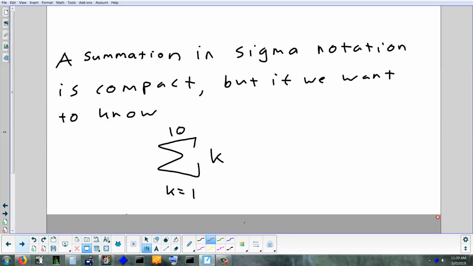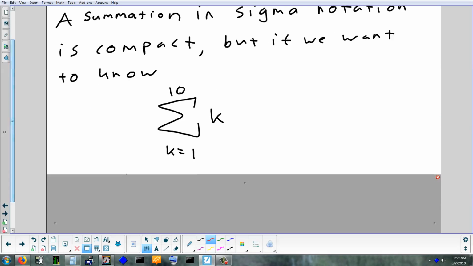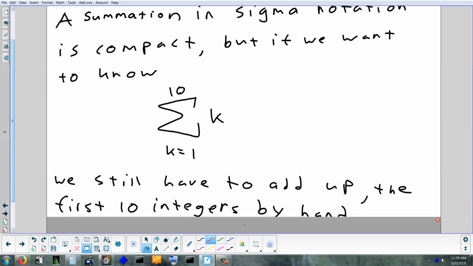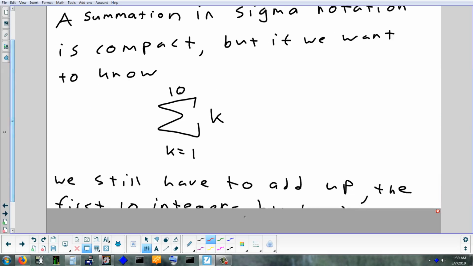So this is what I keep saying. A summation written in sigma notation is compact. It's very nice, very elegant way of writing something. But if you actually wanted to know what this was, you would still have to do this out. And what this is saying to do is add up the first 10 integers. It's a very simple formula.